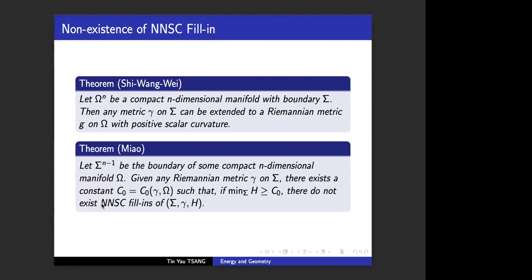So Amel made use of this fact to prove the following, where sigma is the boundary of some complex n-dimensional manifold. Given any Riemannian metric on sigma, there would exist a constant such that if the minimum of the mean curvature is greater than this certain number, then there really does not exist a nonnegative scalar curvature filling. So this is very interesting. But I won't talk about the proof today.